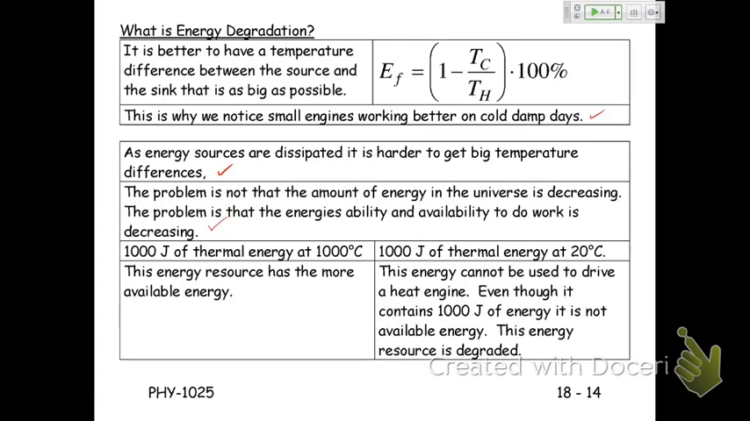This energy resource has more available energy. This energy resource cannot be used to drive a heat engine, even though it contains 1,000 joules of energy; it is no longer available. This energy resource is degraded. And that's what's happening. Every time we burn something, we're degrading the energy.